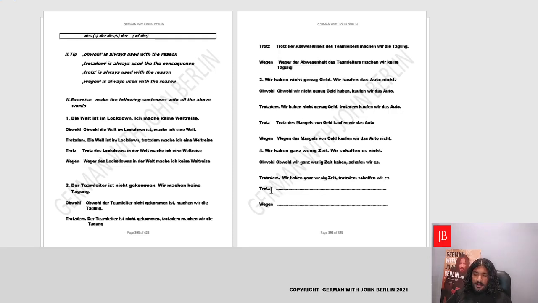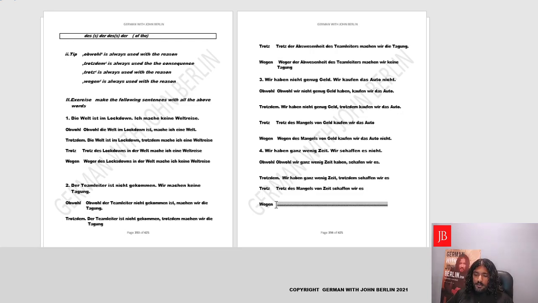We could make it with trotz, in spite. Now in spite of the scarcity of time, we can manage it. So we could say trotz des Mangels von Zeit schaffen wir es. We manage it. In spite of the scarcity of time, we manage it.